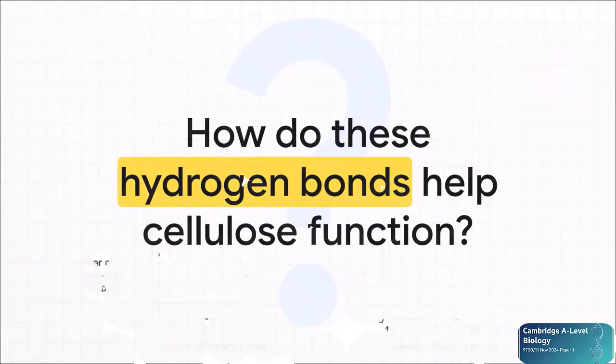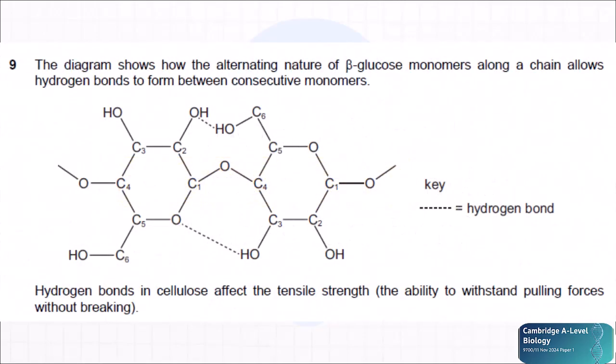Okay, question 9. This one's all about what makes cellulose so strong. The diagram is showing us hydrogen bonds that are forming within a single cellulose molecule. It's not bonding to its neighbors, it's bonding with itself to stay straight and rigid. The question is, how does this specific feature help its function?